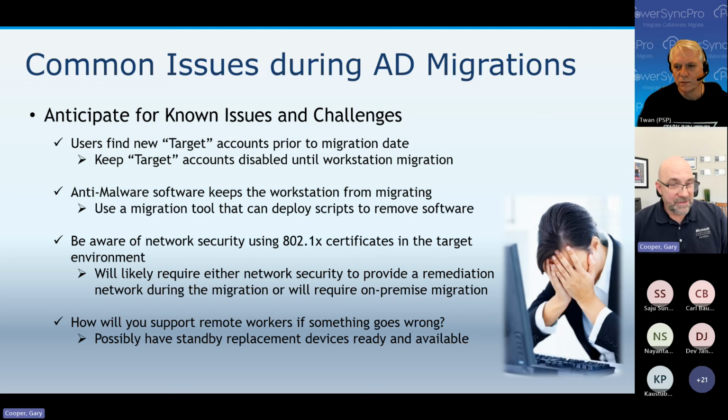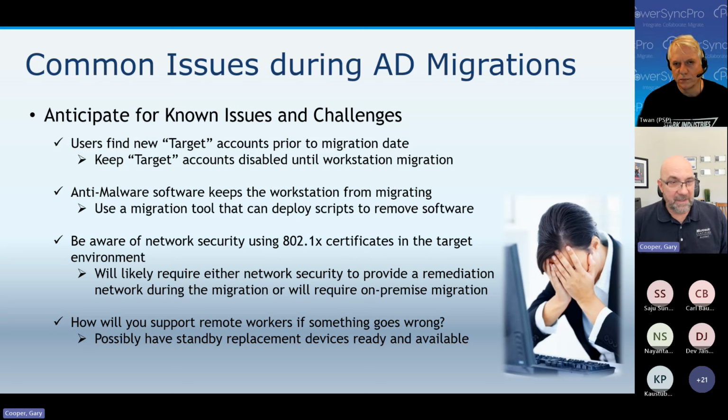In today's day and age, you've got a lot of remote workers probably. And what happens if that remote worker's migration doesn't quite go smoothly, and we need to remediate it by hand, right? It's out of the source domain. It couldn't join the target. It's in kind of a limbo state. How do you remotely connect to it?